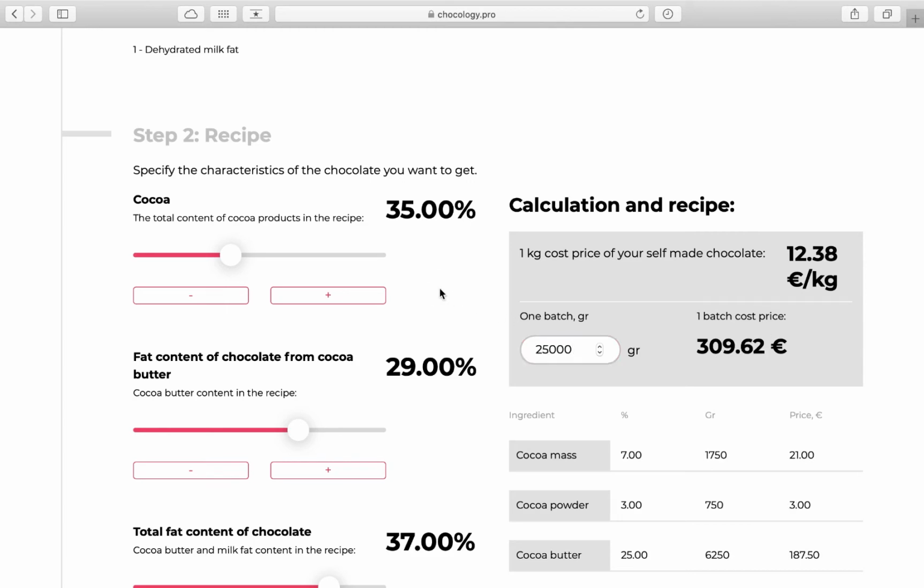And now proceed to the parameters of our chocolate. The first one is again the content of cacao products in the recipe. It includes cacao nibs or liquor and cacao butter. Let's assume it is 32.5%.